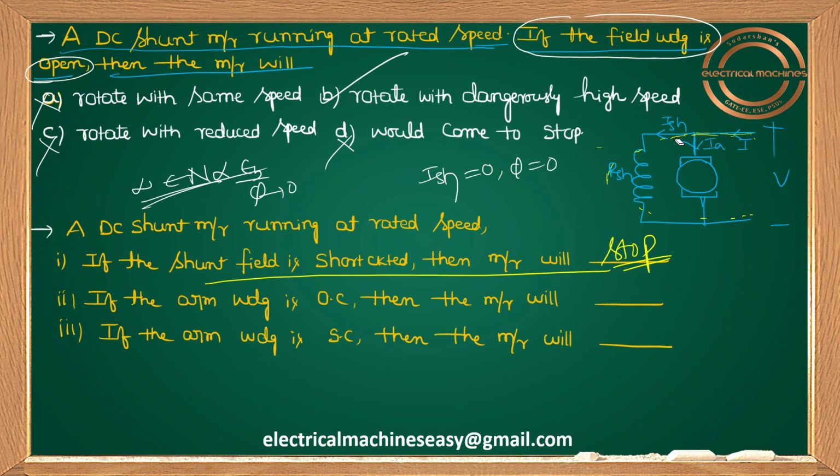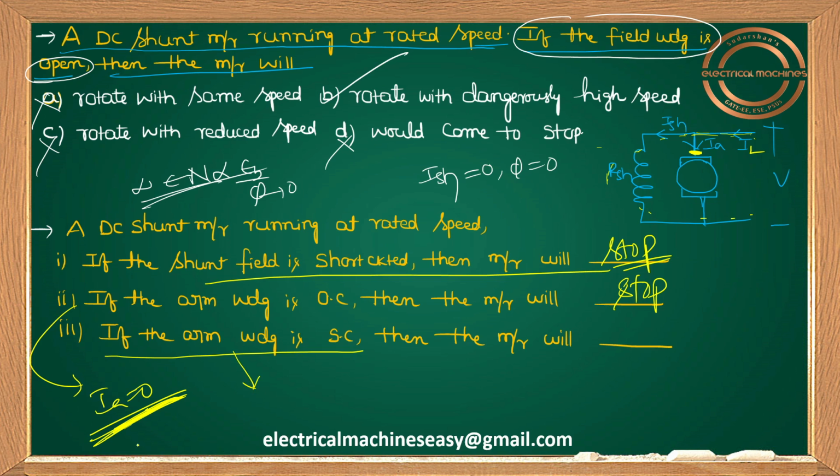How? If the armature winding is open circuited, tell me, do you have any current entering into the armature? No. So let me show IL value. I'm saying armature winding is open circuit. It's an open circuit, right? For this second question, tell me, what about IA value? IA equals 0. Whenever IA is equal to 0, the motor will stop once again. Motor will stop. Now what about the answer to question number 3? If the armature winding is short circuited, okay? Tell me the answer to this question.